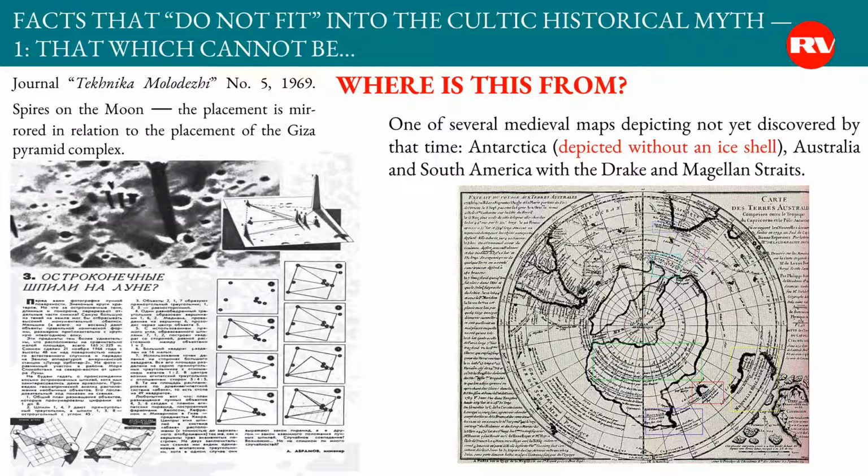But then why is the plan for the location of these spires here mirrored in relation to the plan for the placement of the pyramids in Giza? Are the pyramids in Giza also natural anomalies, or were they once imprinted?